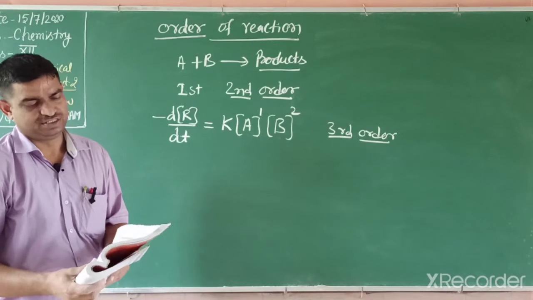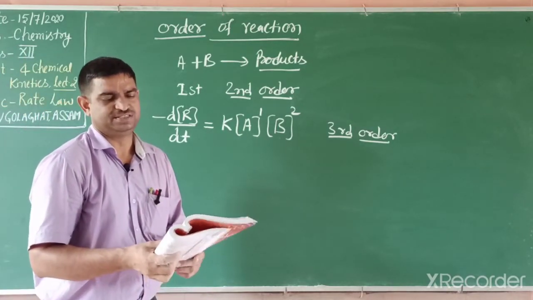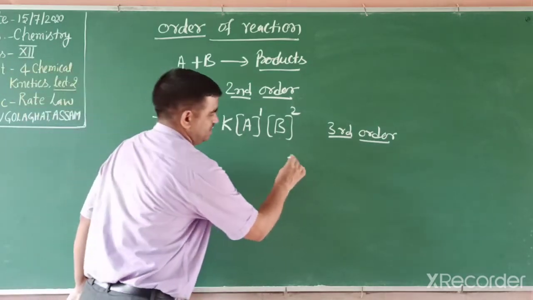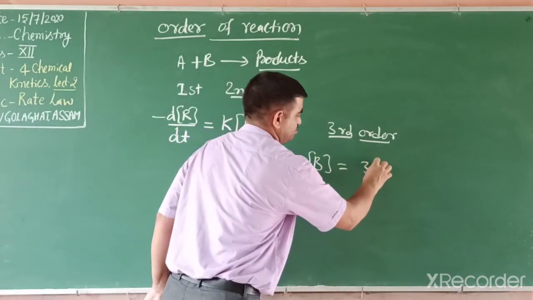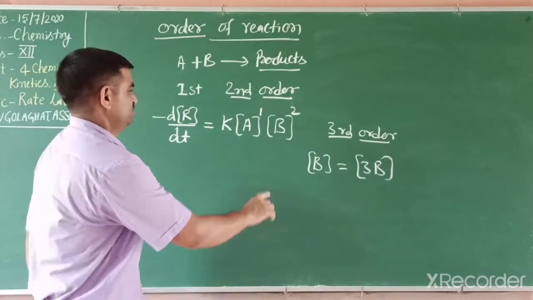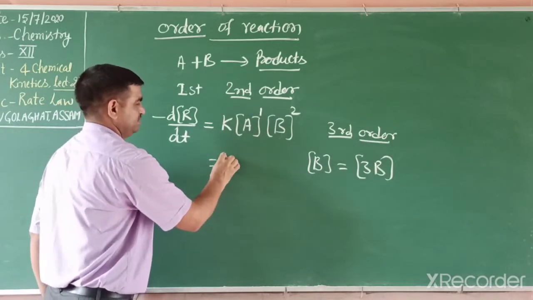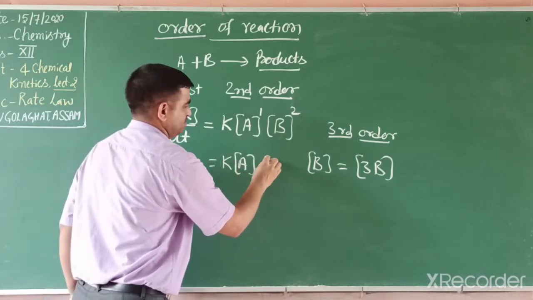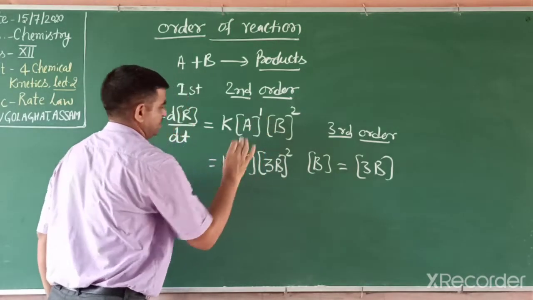Then the next question is: how is the rate affected on increasing the concentration of B 3 times? If the concentration of B changes to 3 times, meaning 3B, then what happens? We write in this equation, in place of B, 3B. Then we get k [A] and for B we write [3B] power 2. No need to write 1.